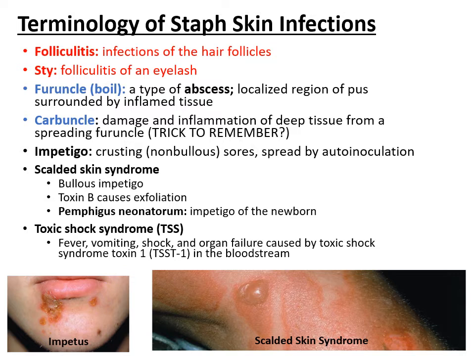So that's what autoinoculation means. It means you spread microbes from one part of your body to another part of your own body. The next infection that we mentioned here is scalded skin syndrome, and you have a picture of that on the bottom. And what I want to point out here is the fact that it says bullous impetigo.